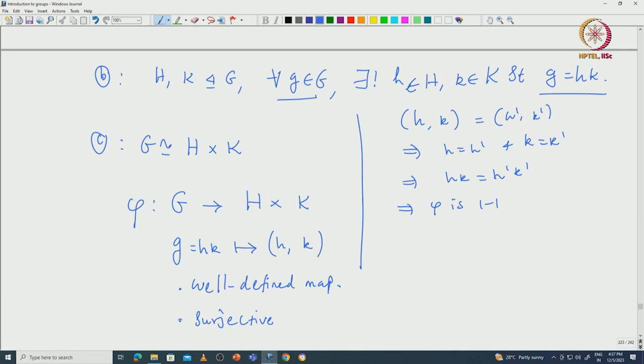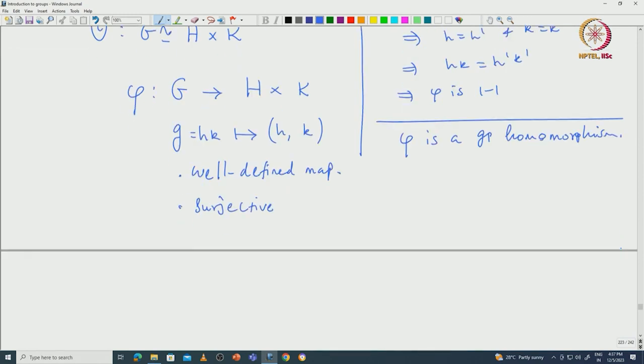So we have to check this is indeed a group homomorphism. So the only remaining thing is that it is a group homomorphism. So let us check why it is a group homomorphism. It again comes for free from the definition, because if I take G, G dash in capital G, G you write it as HK, and G dash you write it as H dash K dash.